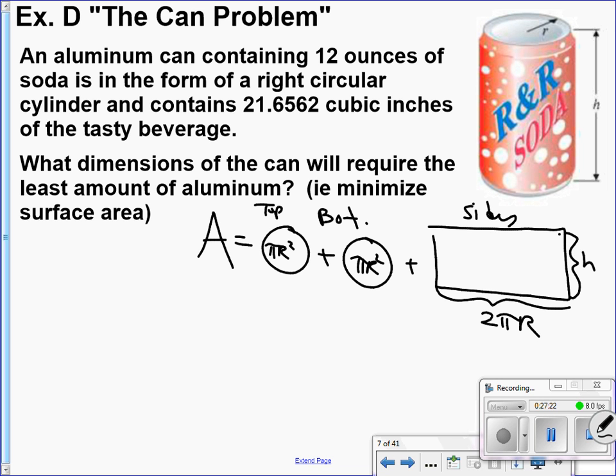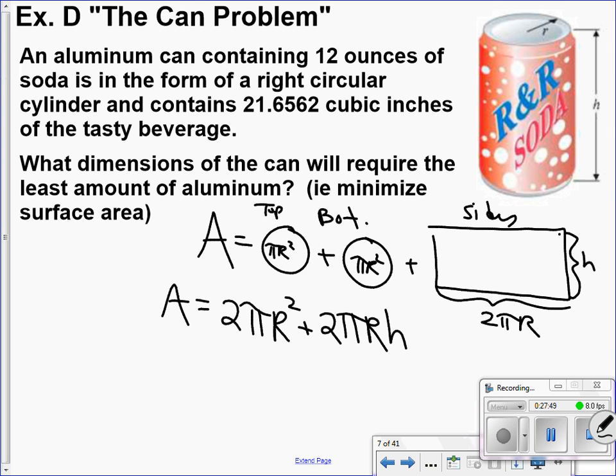All right, let's see. The diameter is just twice the radius. They said that the circumference was pi d. All right, so the surface area is equal to 2 pi r squared, because you have a top and a bottom, plus the area of the sides of the can, which is 2 pi r times h, right? Because it's just length times width for the rectangle. Oh, great. So we have our first equation. This is the equation we're trying to optimize. We're trying to minimize surface area. But what's the problem?